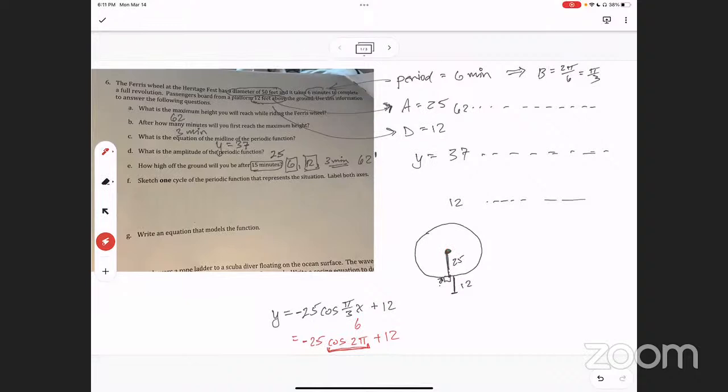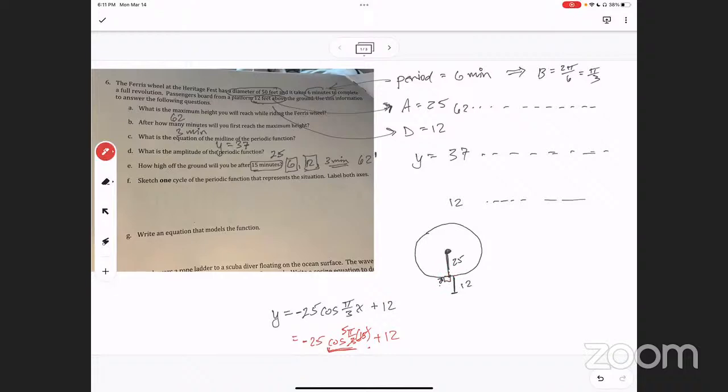Let's see. I should not have been plugging 6 in here. I should have been plugging 15 in there. So that would have been 5 pi, right? If I plug in 15, that becomes 5 pi, and the cosine of 5 pi is... okay. Well, I don't like this negative 25. Something's not right about that. Let's think about why. Why is that not right?